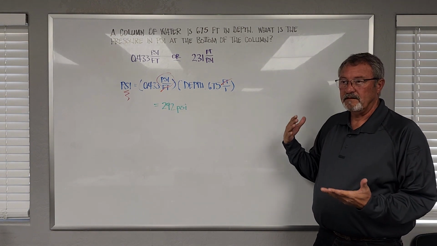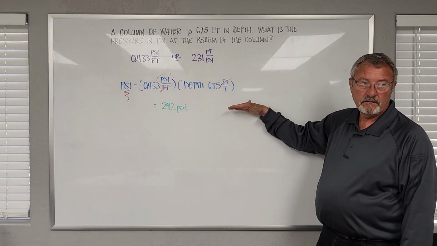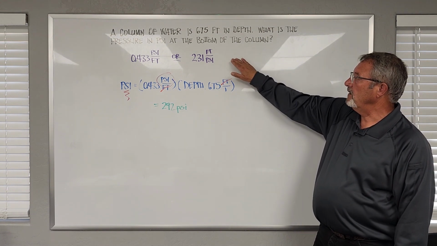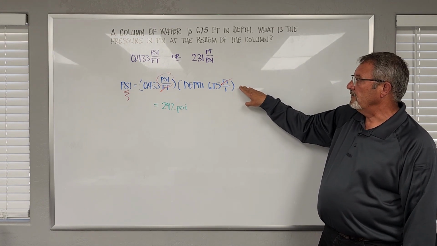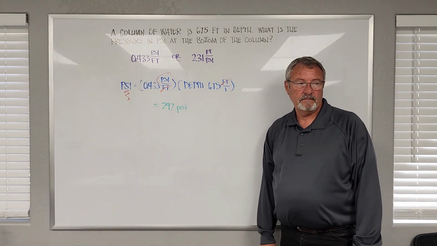That's a very simple example of the steps I go through to solve a problem. You identify either the formula or the conversion factors that you're going to use. You write out the formula, cross cancel, and then solve.